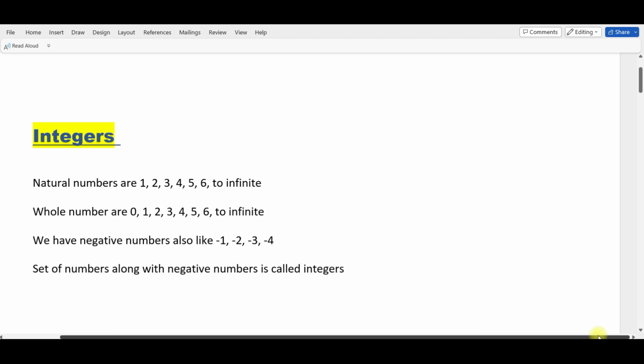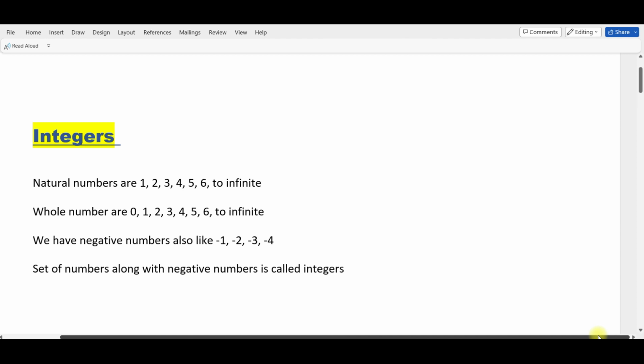Natural numbers are 1, 2, 3, 4, 5, 6 to infinite. Similarly, the whole numbers are 0, 1, 2, 3 to infinite. In natural numbers, we don't have 0, but in the whole numbers, we have 0. So these are the counting numbers. Now, apart from these numbers, we also have negative numbers, that is -1, -2, -3 and all that. So that is where the integers come into the picture.